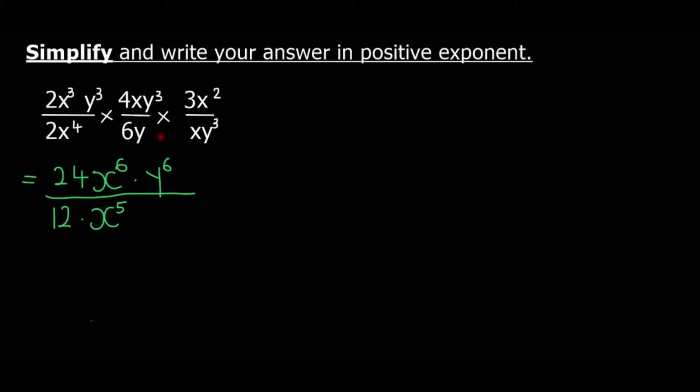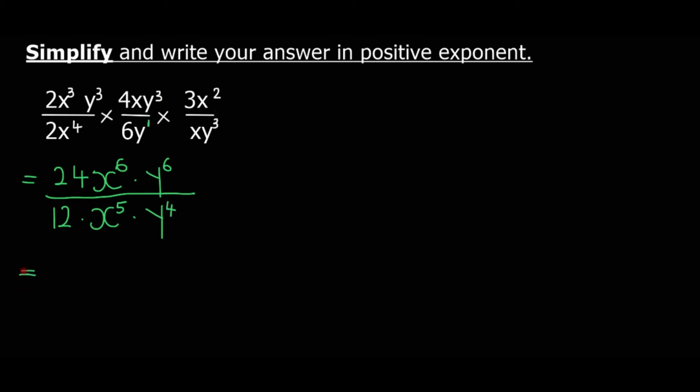And then from here, we look at the y variable. We have y times y cubed. We write the variable y first and then we add the exponents. We add 1 plus 3, and here we get 4.